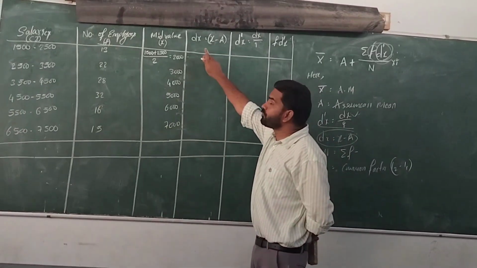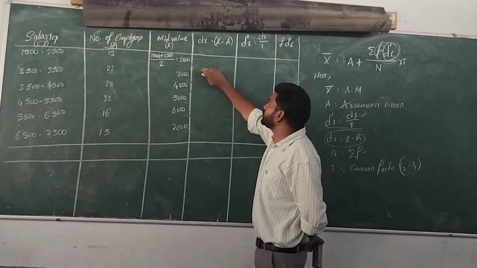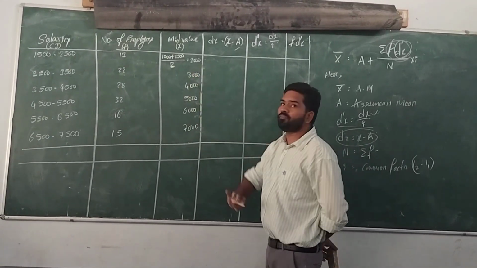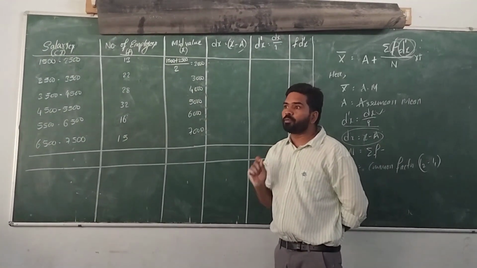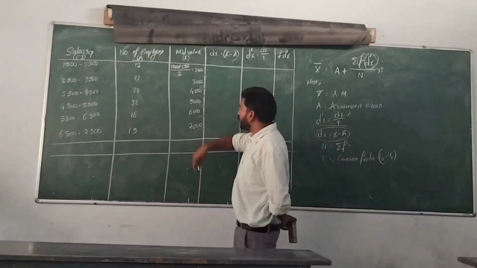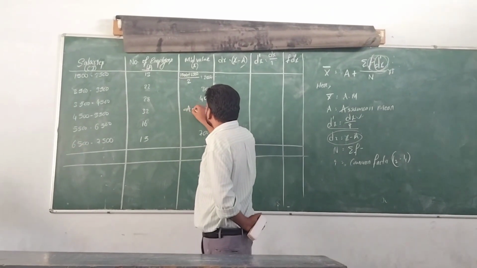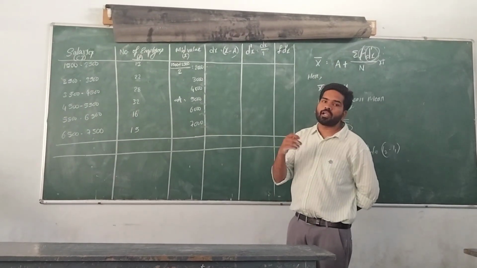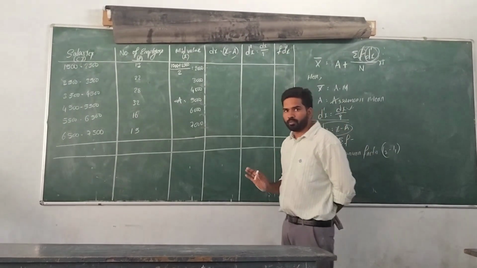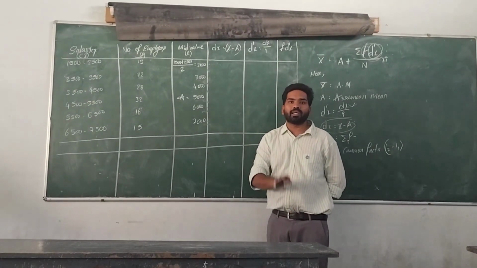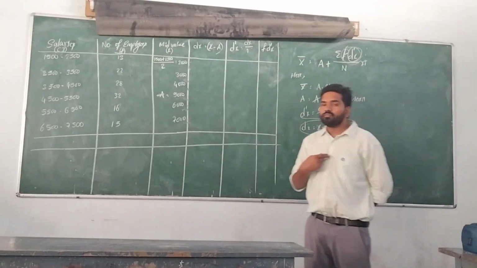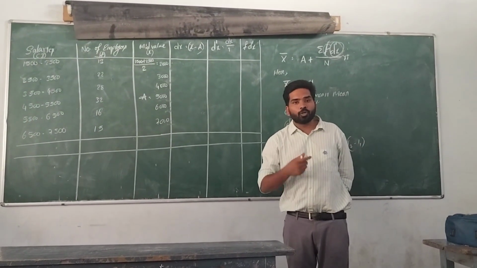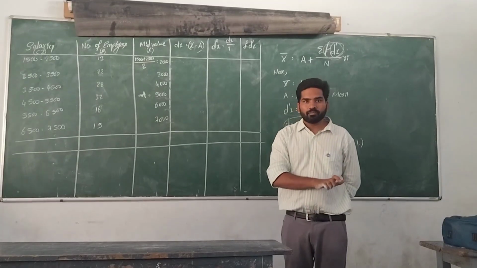Next, you have to find the deviation. What's the formula for the deviation? X minus a. You can take any convenient assumed mean from the mid values. So I take 5000 as the assumed mean. It's my wish. You can also take your convenient number, no problem. Whatever assumed value you take, the result is the same. My average and your average are the same. There is no difference.